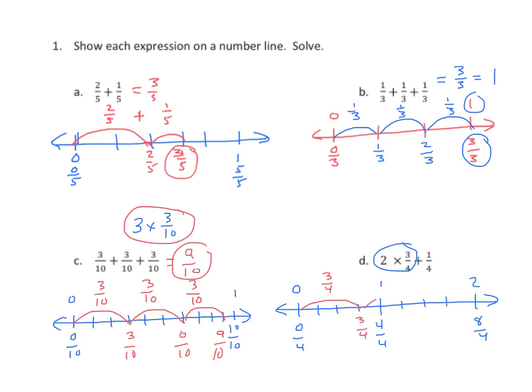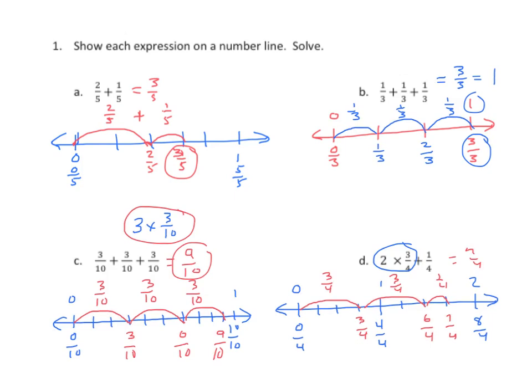I'm going to have another 3 fourths. That puts me at 6 fourths. And I'm going to go another 1 fourth. And that brings me to 7 fourths. We'll label this again 3 fourths, and this is 1 fourth. Now, what can we say? We can say the value is 7 fourths.